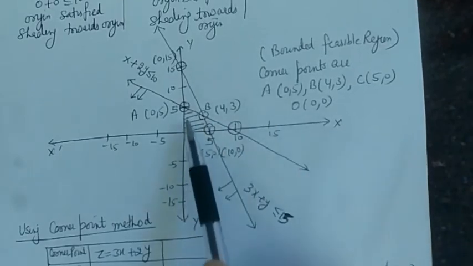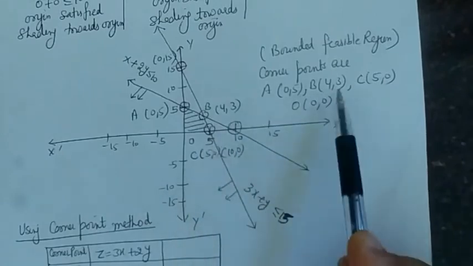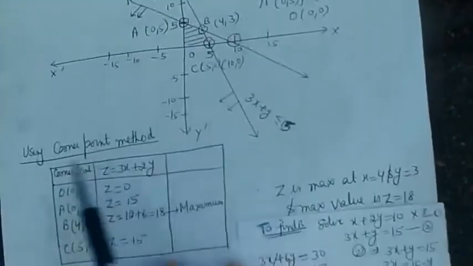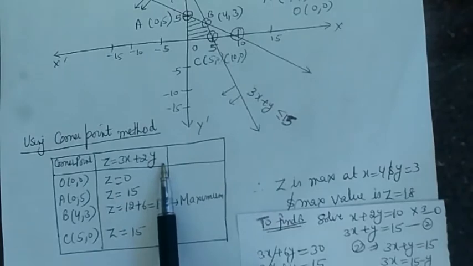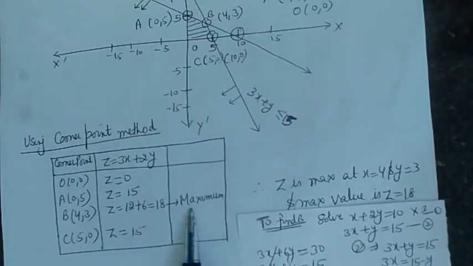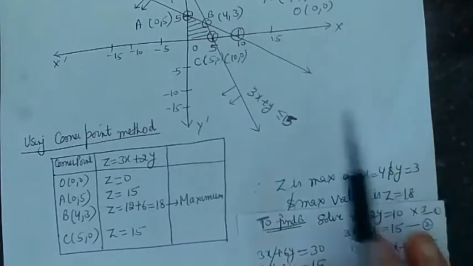So what are the corner points here? A is 0, 5, B is 4, 3, C is 5, 0, and the origin itself, 0, 0. Using the corner point method, we evaluate the objective function z equal to 3x plus 2y. For the origin it gives 0. For 0, 5, z is 15. For 4, 3 it gives 18. And for 5, 0 it gives 15. And this is the required maximum value. So z is maximum at x equal to 4 and y equal to 3, and the maximum value is z equal to 18.